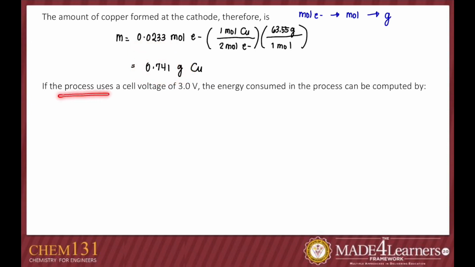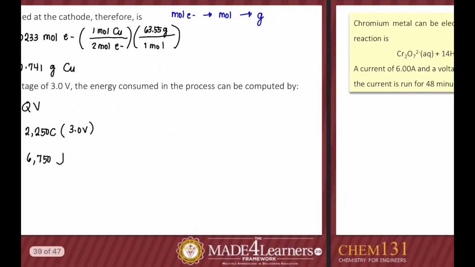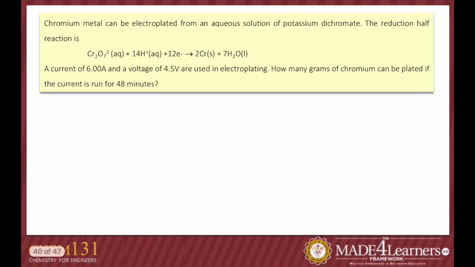So if the process uses a cell voltage of 3 volts, how much energy is consumed in the process? So the formula for energy, E, is equal to the charge times the voltage. So the charge we used is 2,250 coulombs and the voltage is 3 volts. So the answer is 6,750. The unit here is joules. So if you know the charge, you can know how much energy is needed for the reaction to happen. Okay? So let's solve this example.